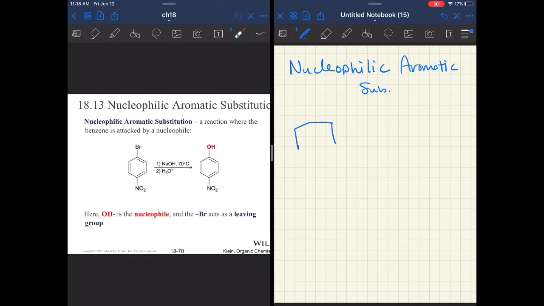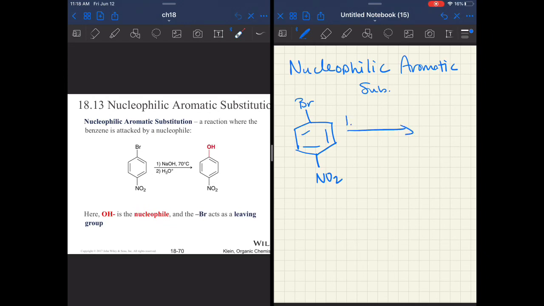These are a little bit tougher because we're trying to attack a big cloud of electrons with a nucleophile, which isn't usually something you would see. And so it requires that we have a couple of things already on the ring. We need to have a good leaving group like our bromine. Chlorine would work here just as well. And then we need to have a really strong deactivating group. We need a nitro, and it needs to be in a certain position. So we're going to talk about that in a minute, but it's important that it's in the para position right now.